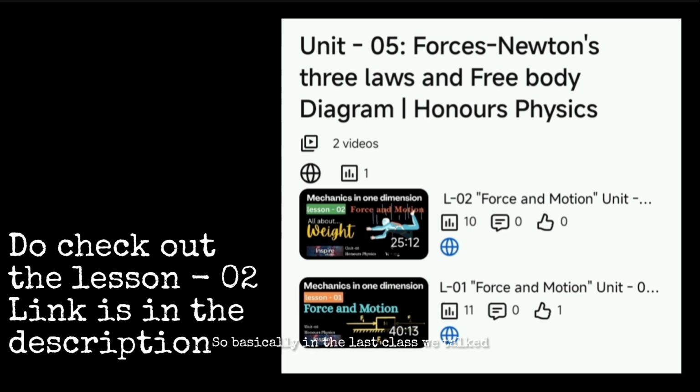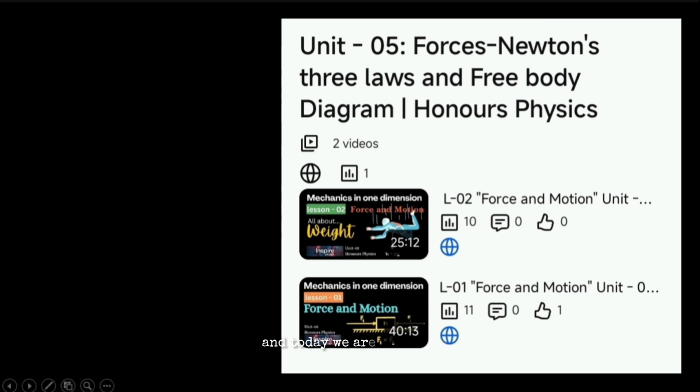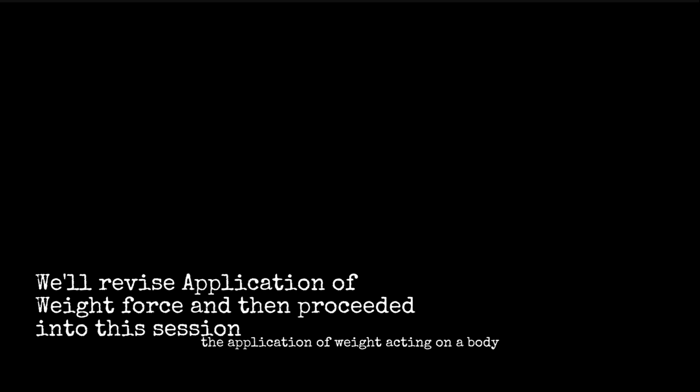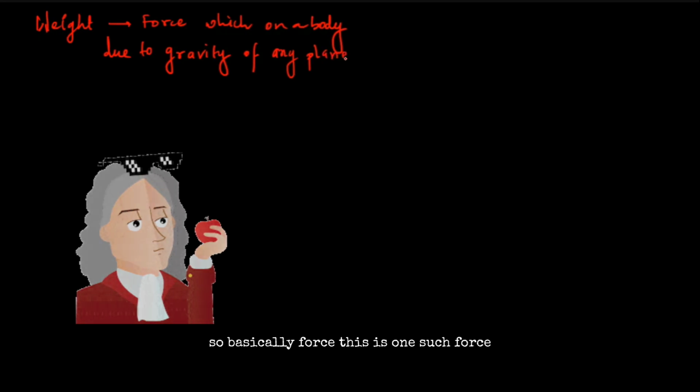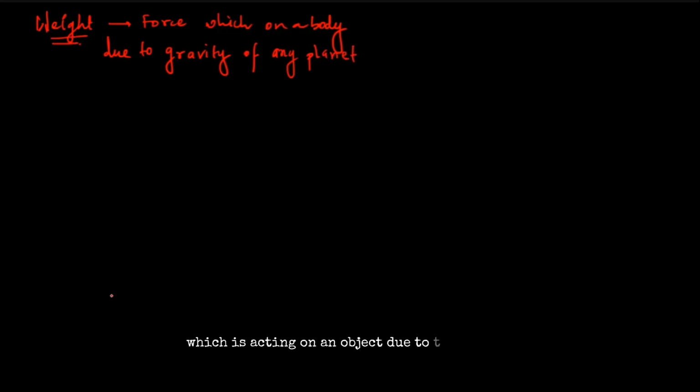So basically in the last class we talked about weight a little. And today we are going to first of all look at some cases where the value of weight might be a little different, or what are the other forces that might be linked with the application of weight acting on a body. We already discussed what is weight. So weight is basically the force which is acting on a body due to gravity of any planet.